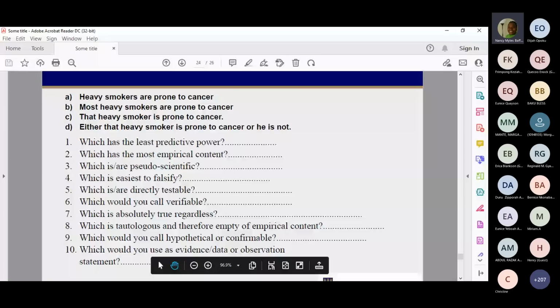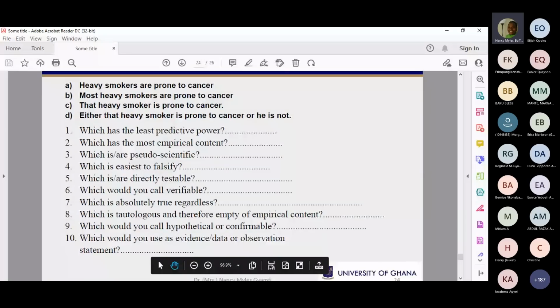Look at it. That heavy smoker. You see, A says heavy smokers. That is confirmable, because the reference class is infinite. It is in fact a universal generalization, the A. But the C says that heavy smoker. So that is the one you can verify because of the finite reference class, which makes it a particular statement. Take this to tutorial and ask for help if you are struggling with it.